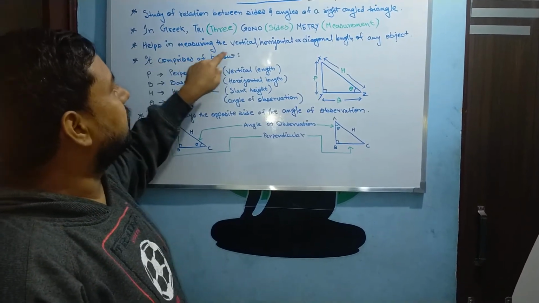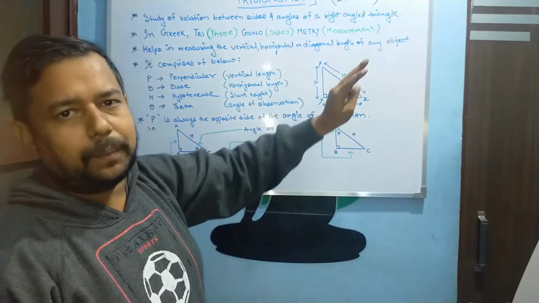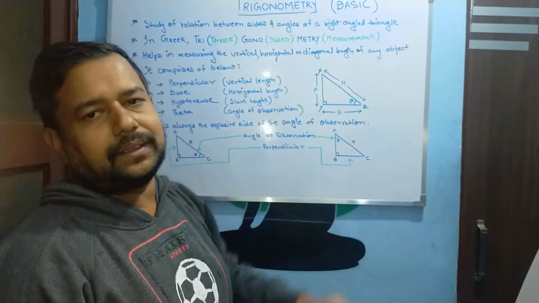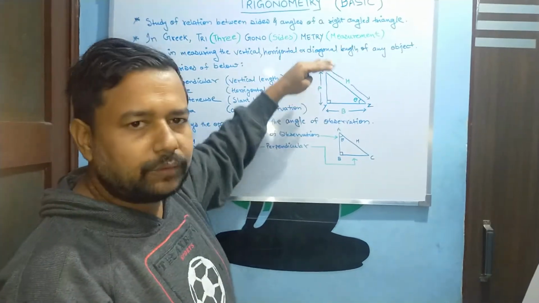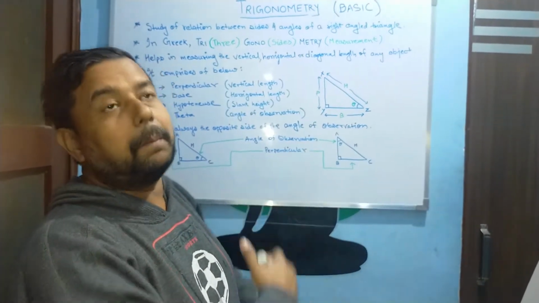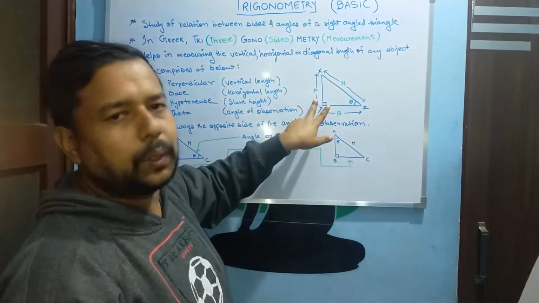Okay. So what does it do? It helps in measuring the vertical, horizontal or diagonal length of any object. Means this height or this length. So if you want to measure the height of the pole, pillar, minaret, building, mountain or anything which is standing on the ground, you can calculate this.